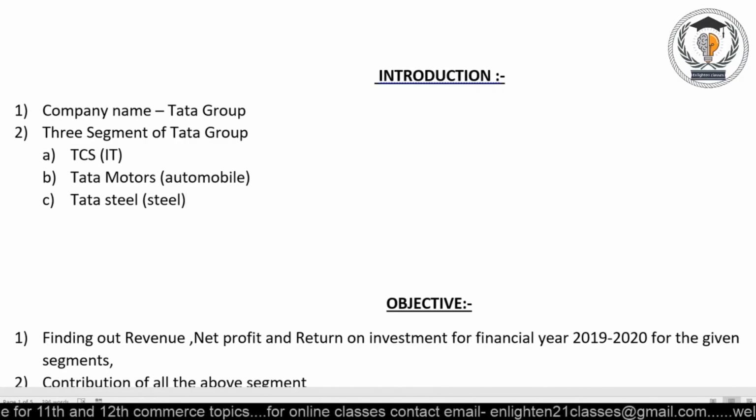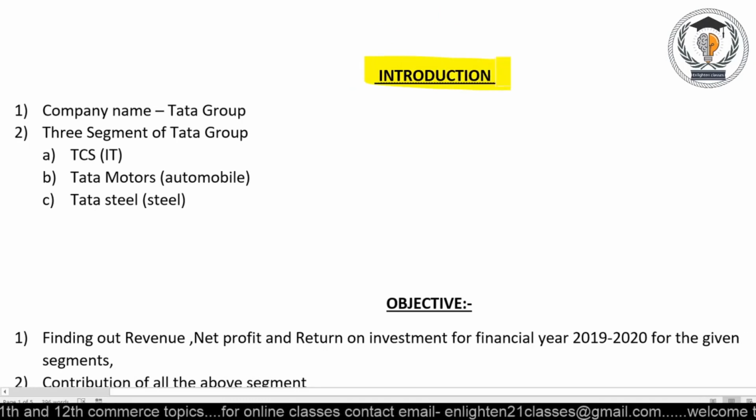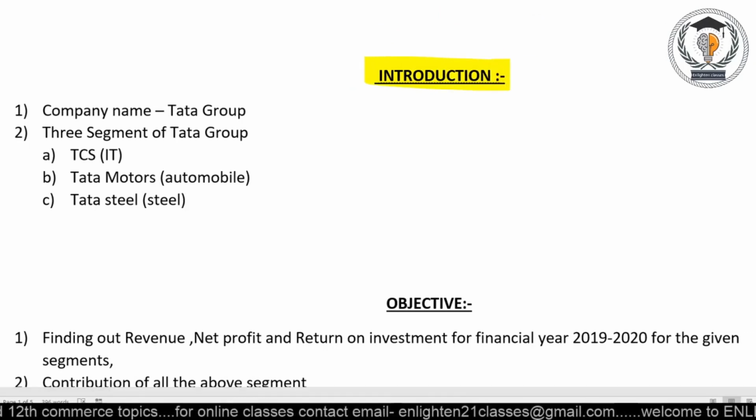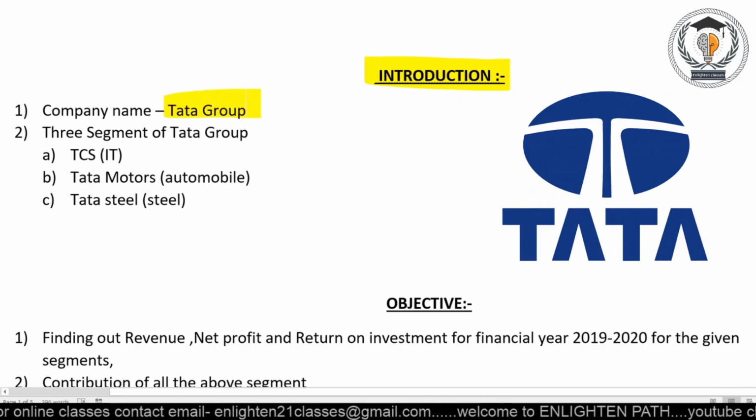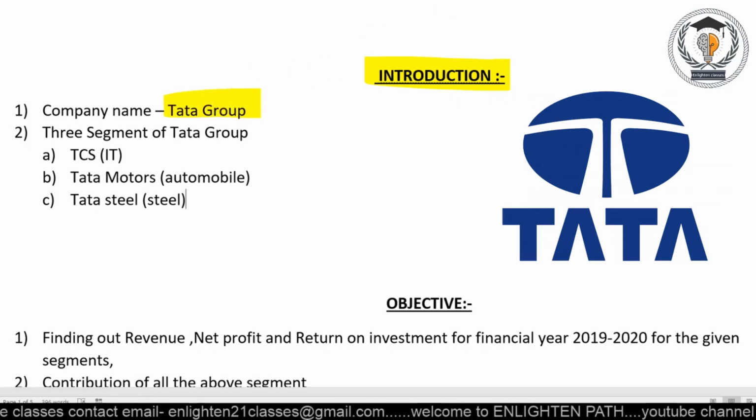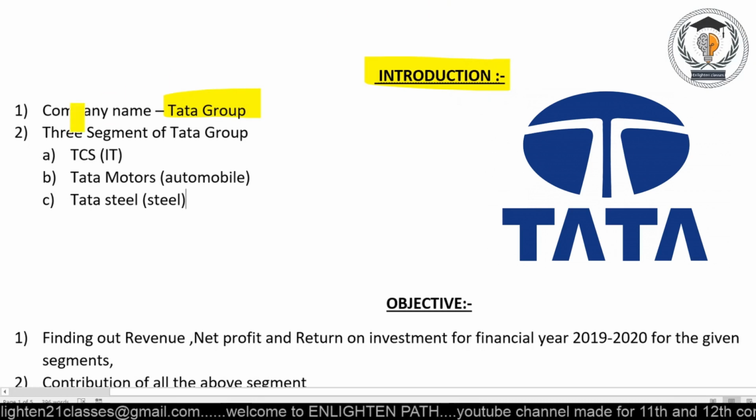So the first heading for the project will be introduction. In the introduction, we have to select one company for our project, for which we will be doing a deep analysis of their segments. For example, I have selected the Tata company. First of all, we will give a little background of the Tata company, their promoter, when it was established, something like that. And after selecting the company, we have to select their segments.